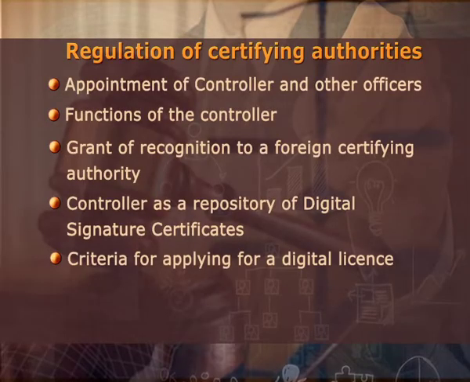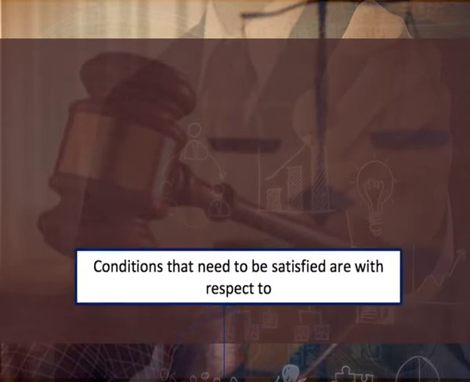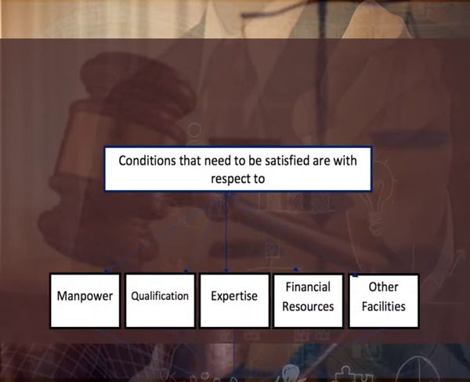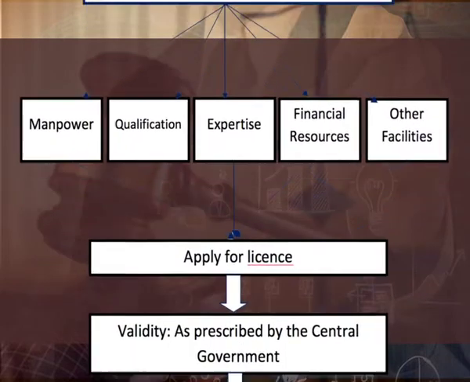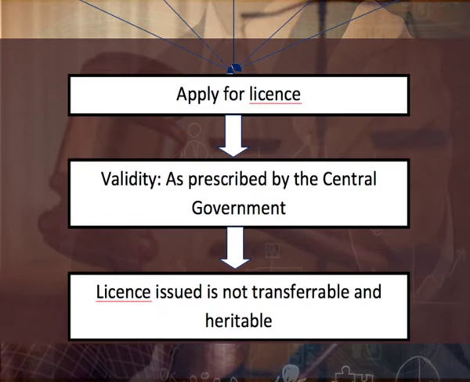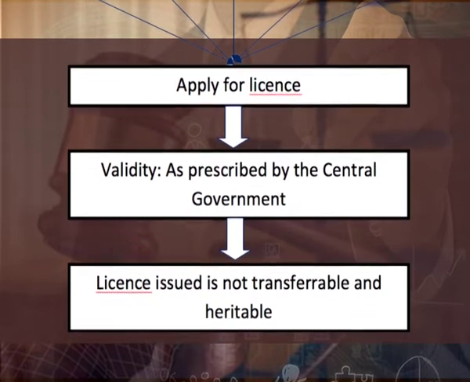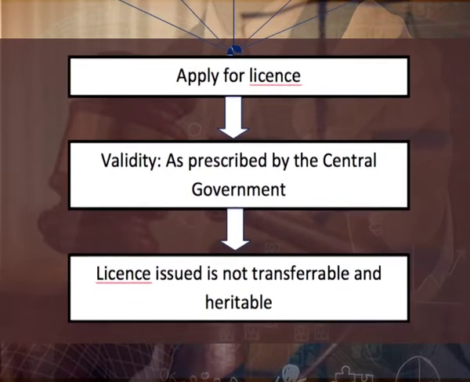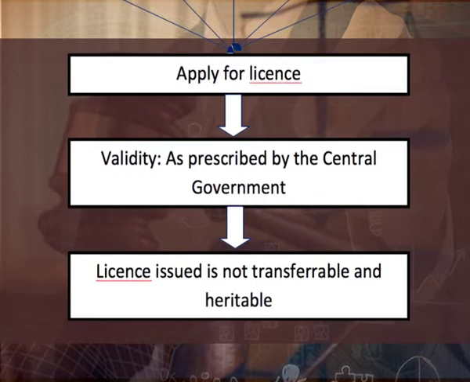Criteria for applying for a digital license. Any person who satisfies the conditions with respect to manpower, qualification, expertise, financial resources and other facilities as prescribed by the central government can apply for getting a license to issue digital certificates. Such a license which is granted shall be valid for a period as prescribed by the central government and would not be transferable or heritable.